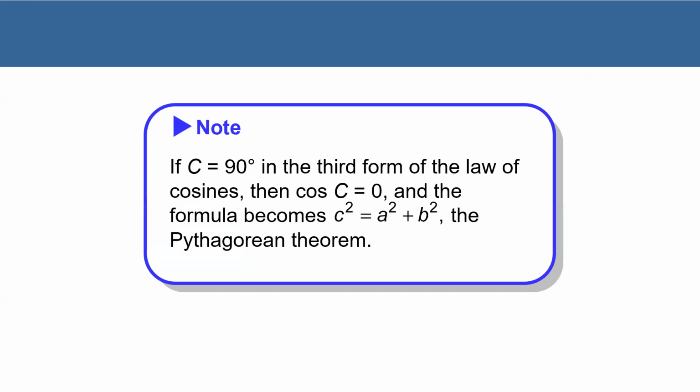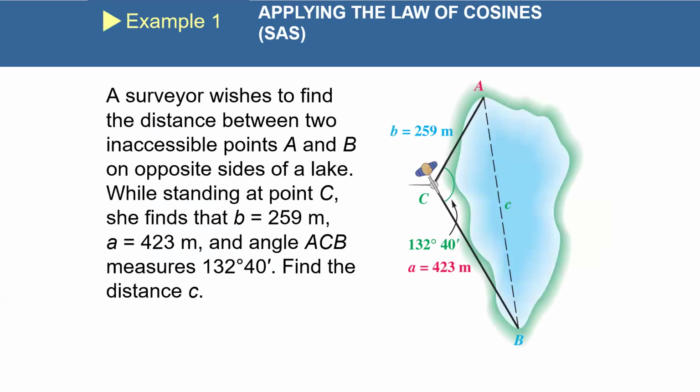All right. If C equals 90 degrees, the third form of the law of cosines, then cosine of C is going to equal 0, right? Because at 90 degrees, what's the cosine? 0. That's because of the Pythagorean theorem, a squared plus b squared and all that stuff. So just keep that in mind.